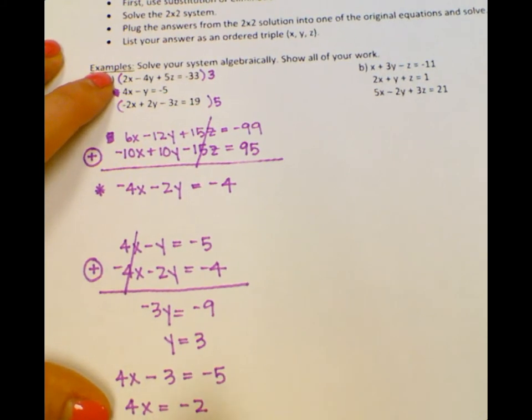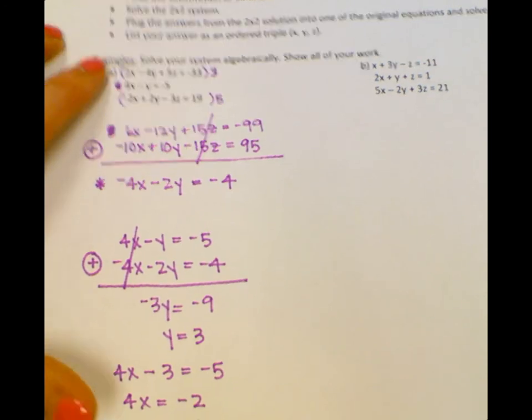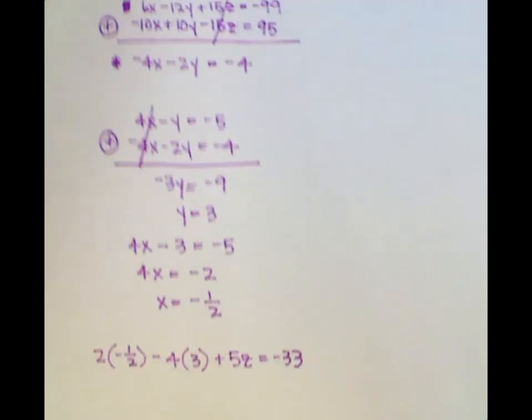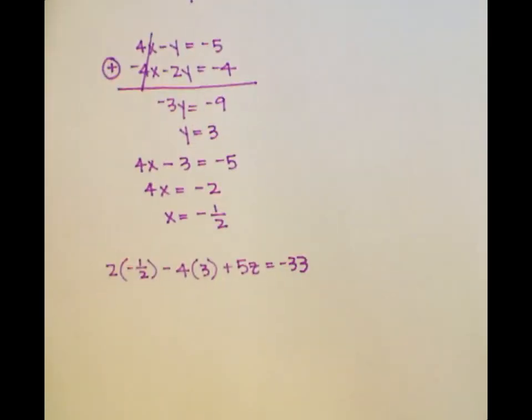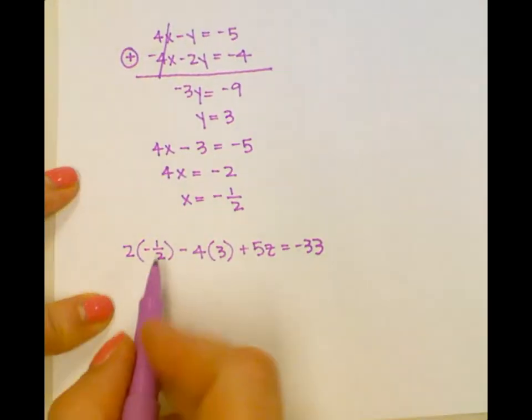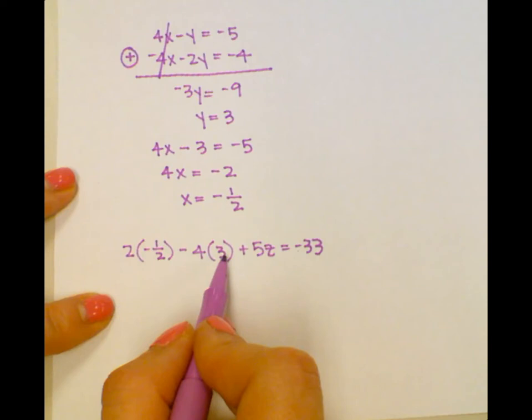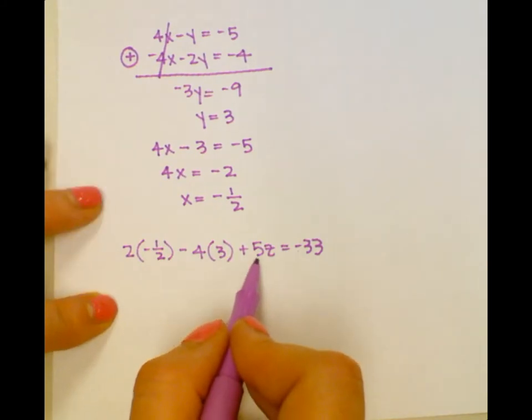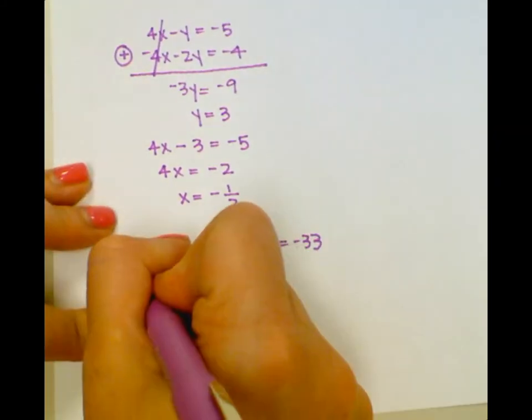So I'm going to have 2, and then instead of writing an x, I'm going to put in the negative 1/2. Minus 4, instead of writing the y, I'm going to put the 3 in. I have my plus 5z, and I have equals negative 33. Let me move this up so you can see it. So all I did was take that original equation up there, plug in what I got for x, and plug in what I got for y, because I'm solving for z. So let's see, 2 times negative 1/2 is negative 1.